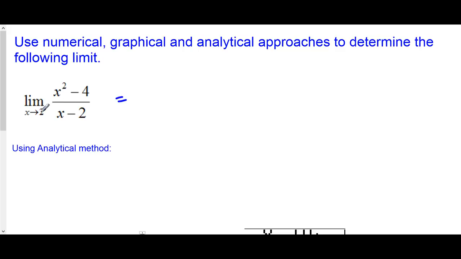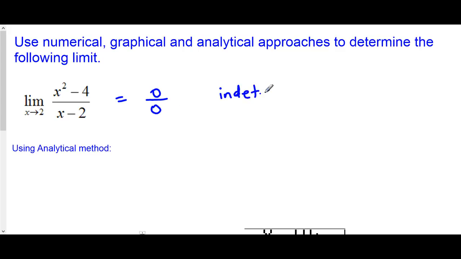So in the numerator, we have 2 squared minus 4. So 4 minus 4, that's 0. In the denominator, we have 2 minus 2, another 0. So what we have is 0 over 0. In mathematics, we have a special name for this. We call it indeterminate.